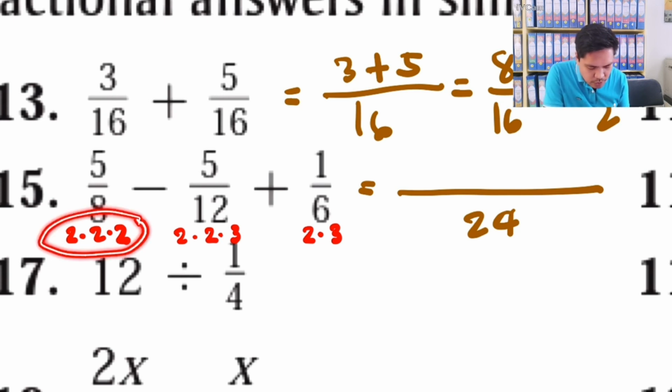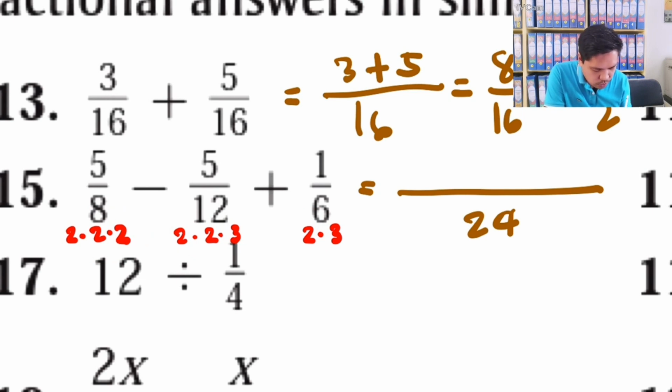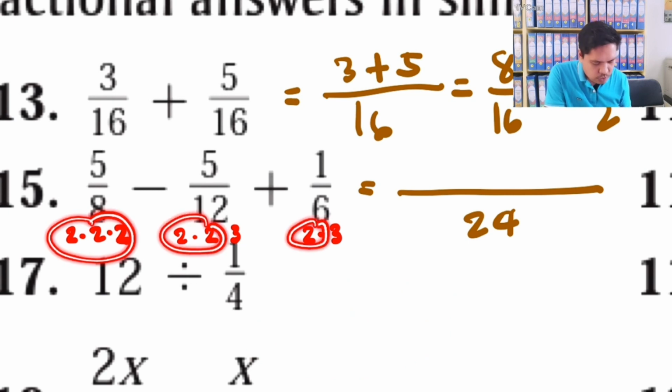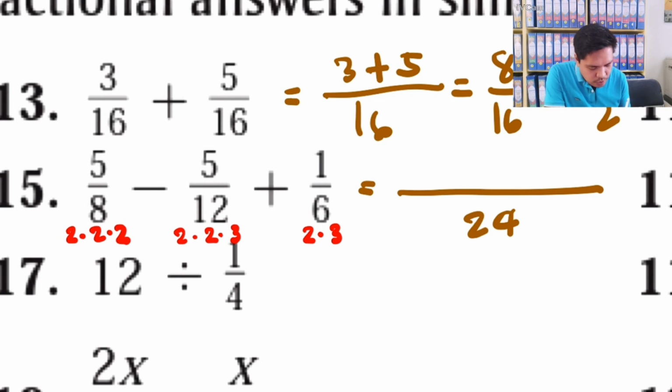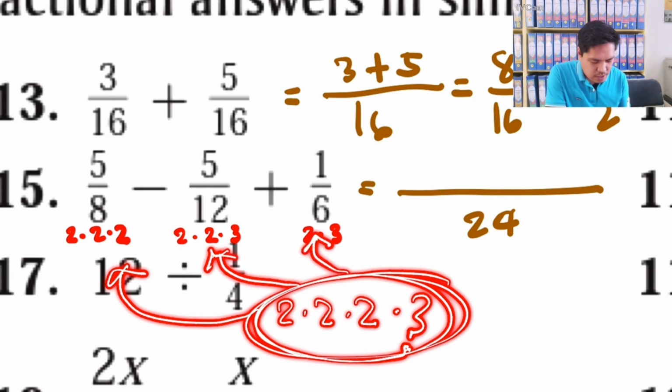So here we have three 2s, two 2s, and one 2. What value could be divided by three 2s, two 2s, and one 2? Of course, three 2s. So 2 times 2 times 2 is sufficient to be divided by those factors of 2. Then there is also a 3. Since it's common, we only take one 3. So that would be 2 times 2 times 2 times 3. Nakuha nyo? So 2 times 2 times 2 is 8, times 3, that would be 24.